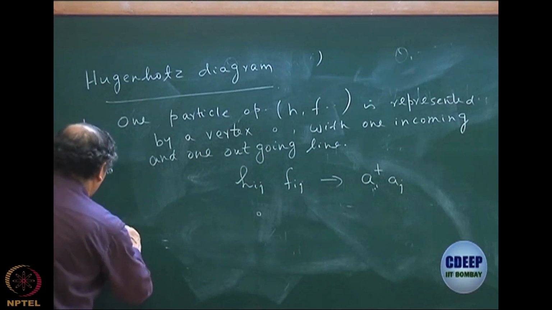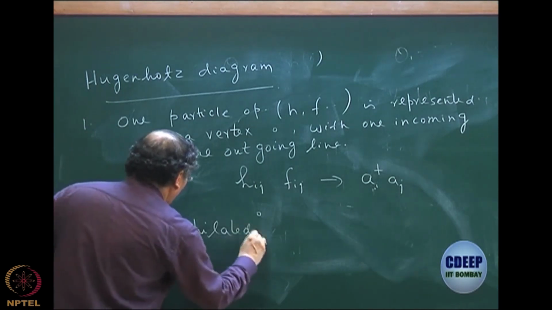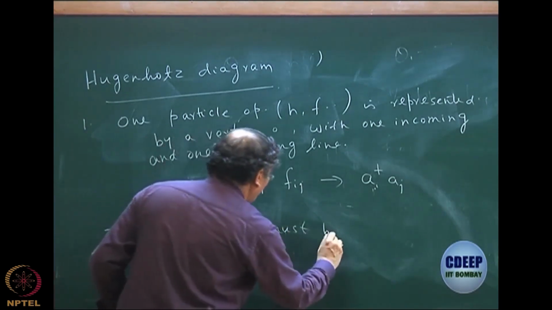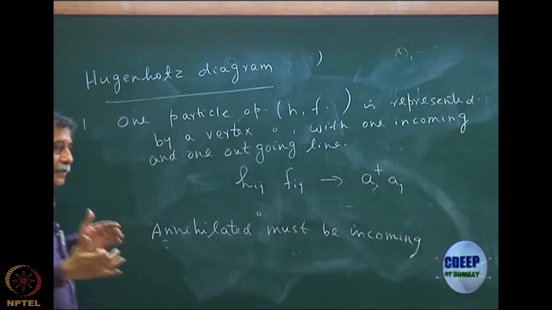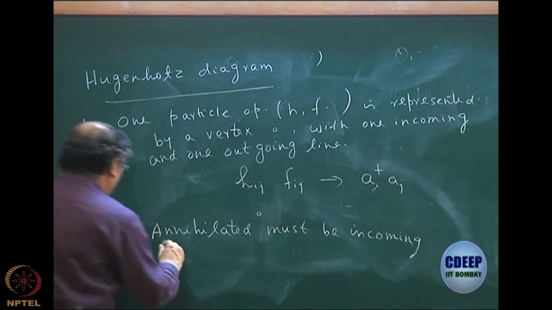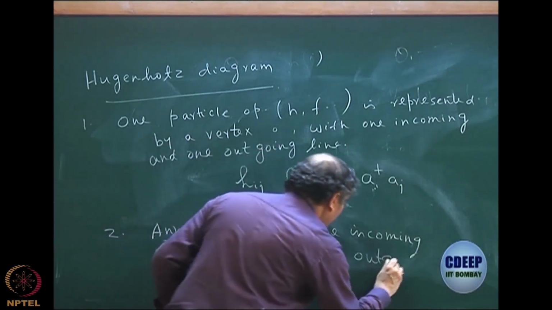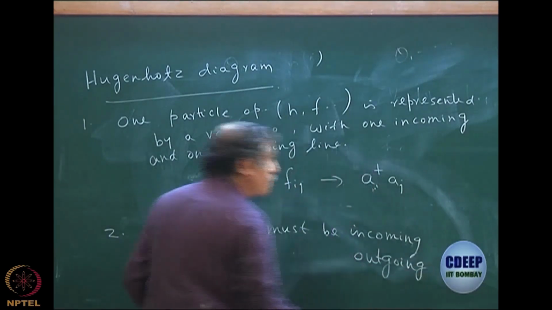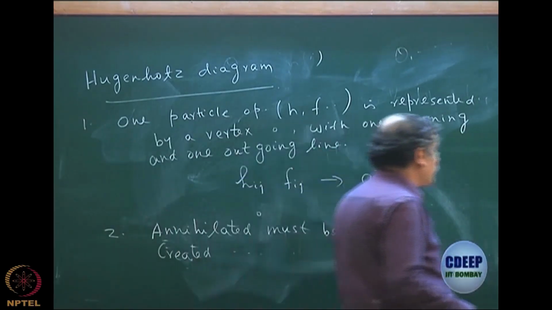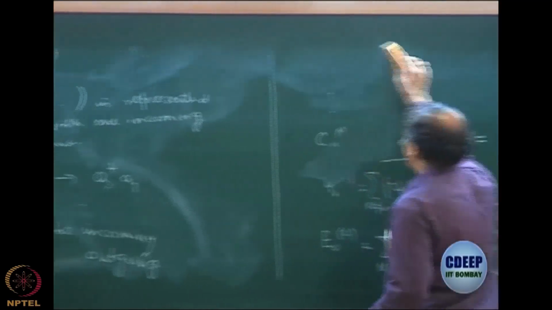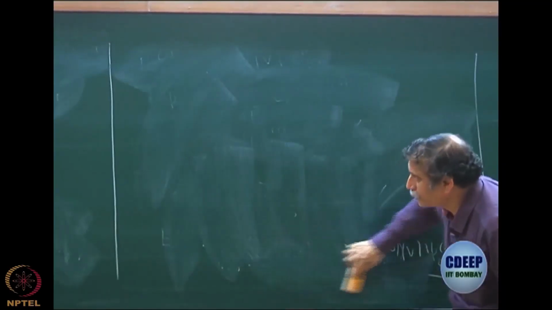So the second rule is that whatever is annihilated must be incoming. That means it goes into the vertex. The one which is created must be outgoing. It must go away from the vertex. So let us assume that j is occupied, i is also occupied. So both of them are occupied.